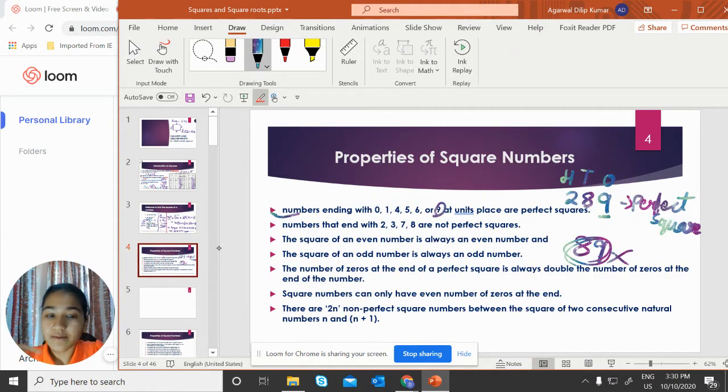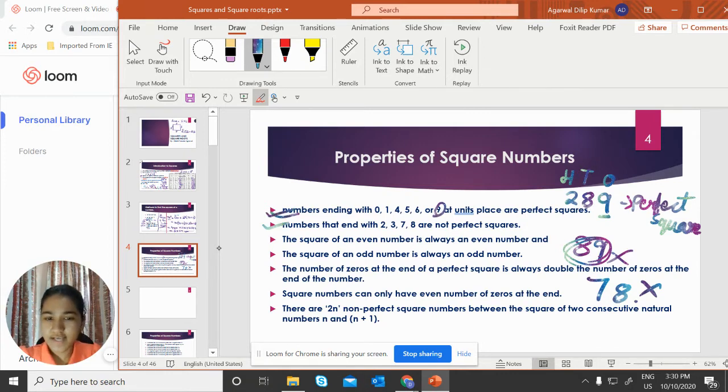The second property is that numbers that end with 2, 3, 7, 8 are not perfect squares. They're obviously not perfect squares. Any number you take, say 78, is it a perfect square? No. This is not a perfect square. So the second property is also done.